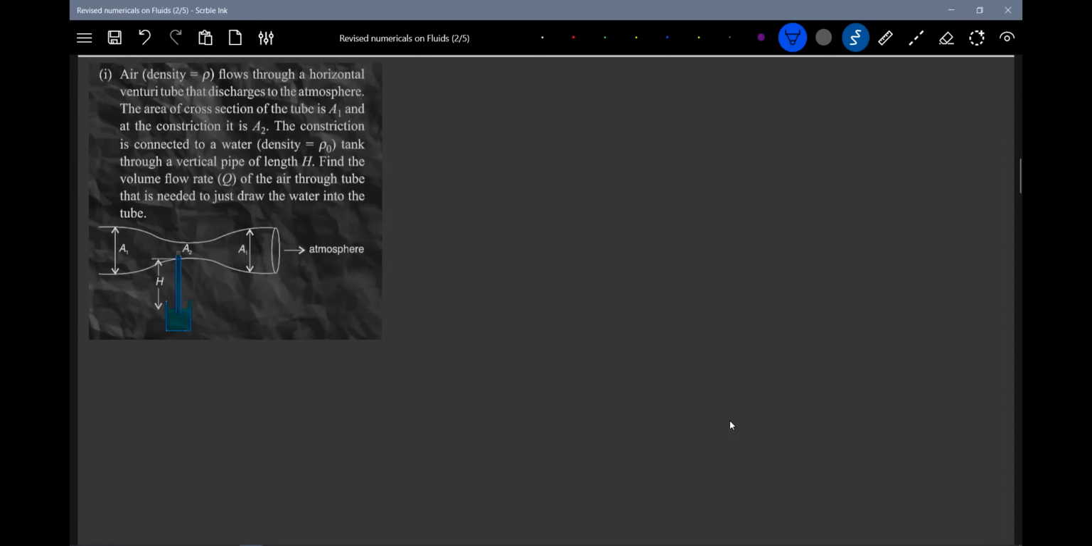Efficiency matters a lot, the way you prepare things, everything. Okay, read the question. It's a very simple idea. Air flows through a horizontal Venturi tube. The 2 points are what will define it. Let this be point 1, point 2, and let this be point 3.